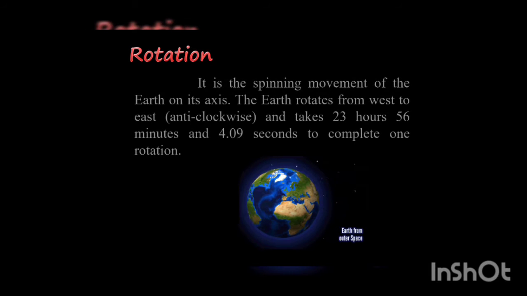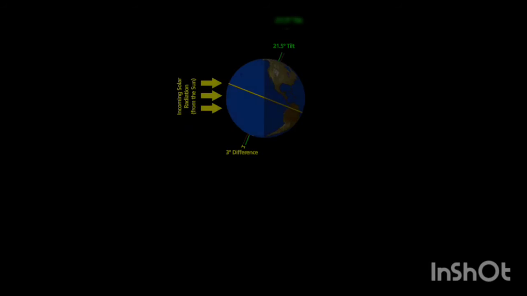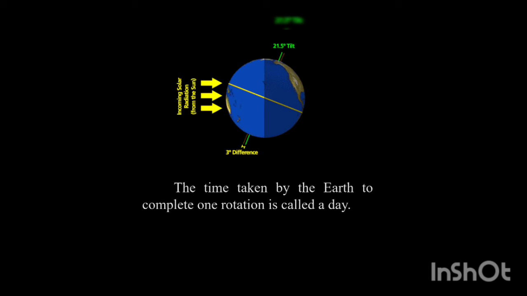What is rotation? It is the spinning movement of the earth on its axis. The earth rotates from west to east, that is anticlockwise, and takes 23 hours 56 minutes and 4.09 seconds to complete one rotation. The time taken by the earth to complete one rotation is called a day.